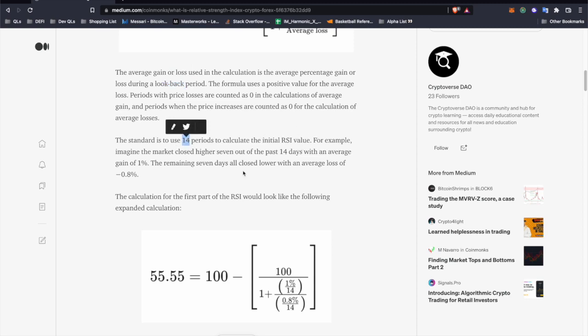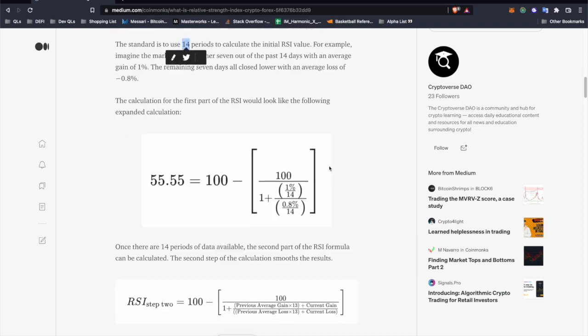For example, imagine the market closed higher 7 out of the past 14 days with an average gain of 1%. The remaining 7 days all closed lower with an average loss of minus 0.8%. The calculation for the first part of the RSI would look like the following expanded calculation, as you can see here. I'm not going to read out these numbers.